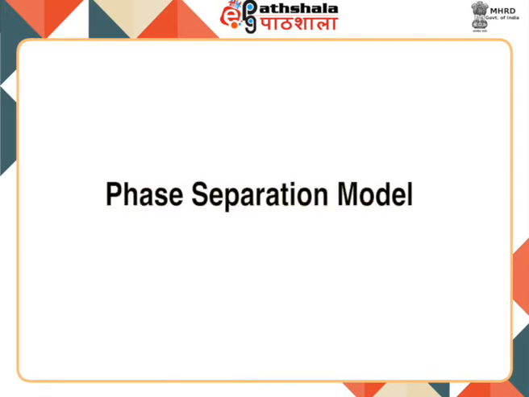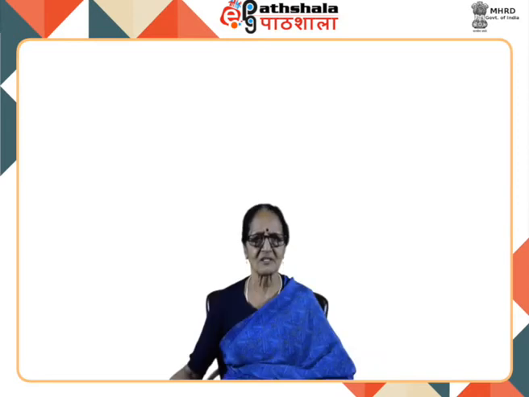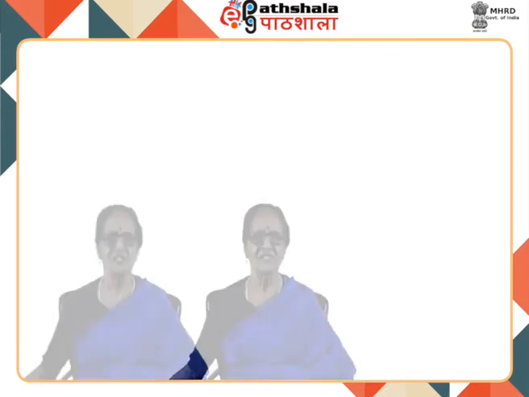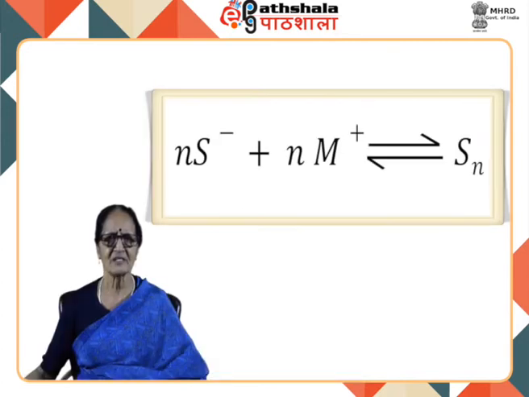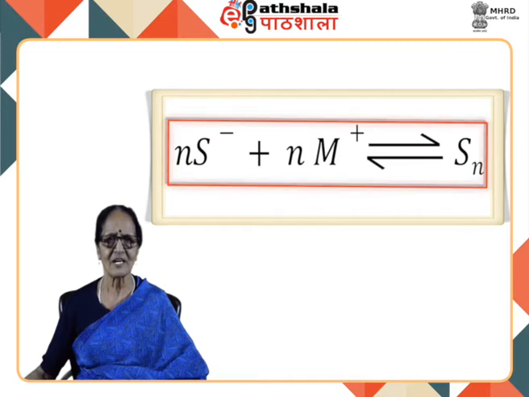Now we move to the phase separation model. Now we will discuss this model. Let us consider an ionic surfactant in which n surfactant anions denoted as S minus and n counter ions represented by M plus associate according to the following expression: nS minus plus nM plus is in equilibrium with Sn.